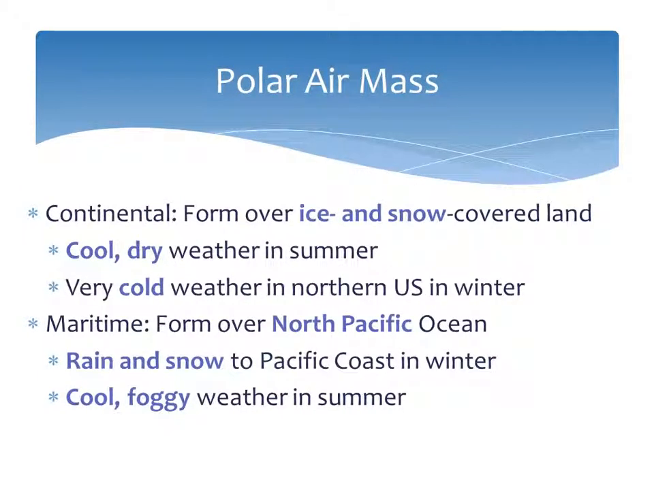A polar air mass that affects the United States, the continental one, forms over ice and snow-covered land up in Canada. And it brings cool and dry weather in the summer and very cold weather in the northern U.S. in the winter. So this doesn't typically affect us a whole lot, but sometimes it can reach down as far as the Gulf Coast. The maritime polar air mass would form over the North Pacific Ocean, so closer to Washington and Oregon. Rain and snow come to the Pacific coast in the winter, and it brings cool and foggy weather in the summer.